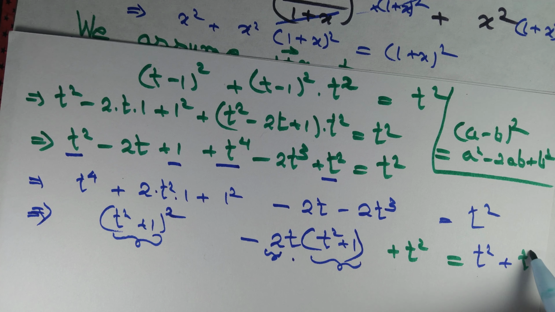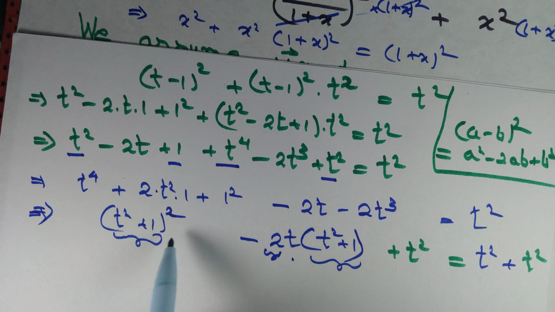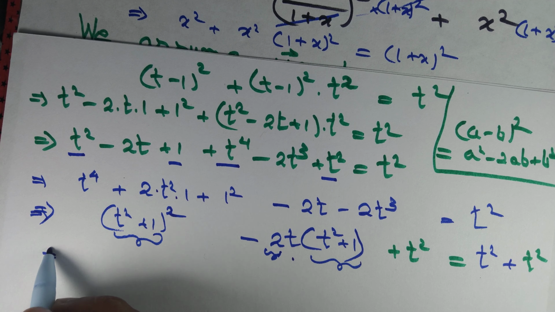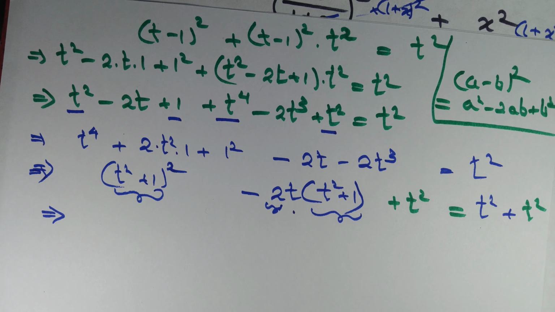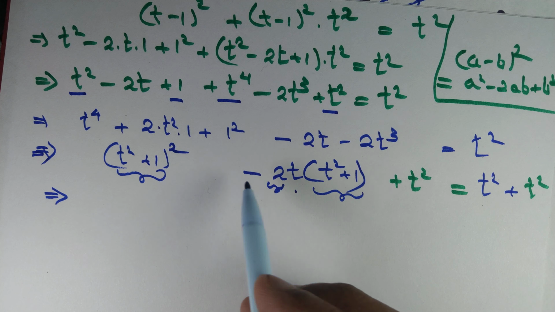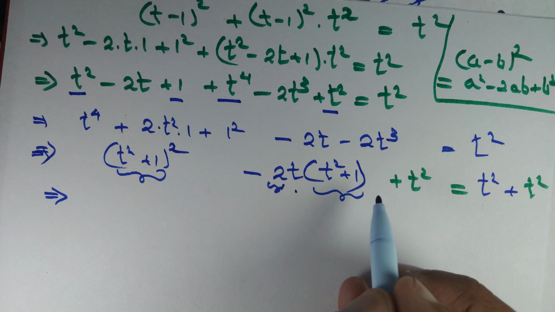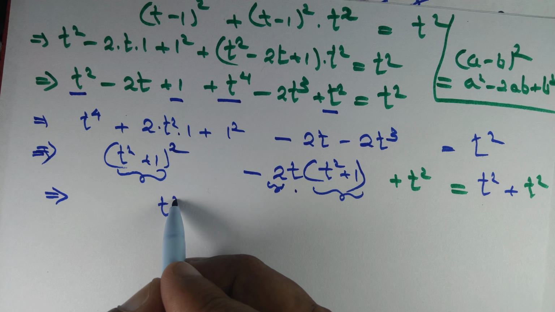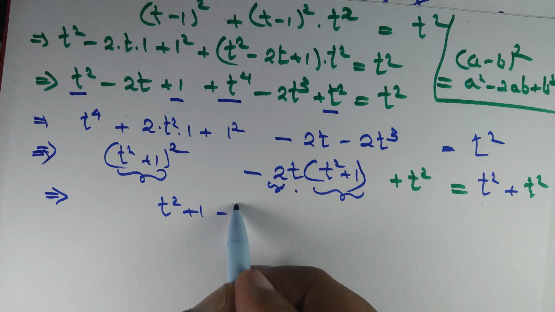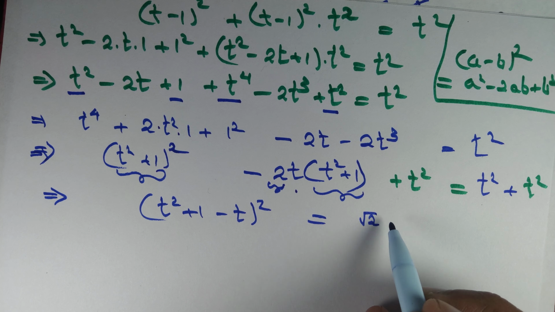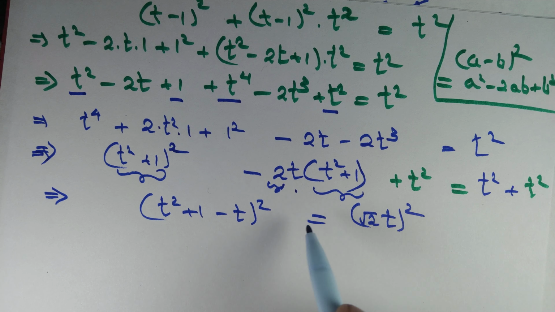So when we add t square, the left hand side is a perfect square, the right hand side is root 2 into t whole thing square. Perfect square equal to perfect square. We can say something like that. Can we? Let's see. So this is a square minus 2 into a into b plus b square, that is a minus b whole thing square, equal to root 2 into t whole thing square. Yes, perfect square equal to perfect square.